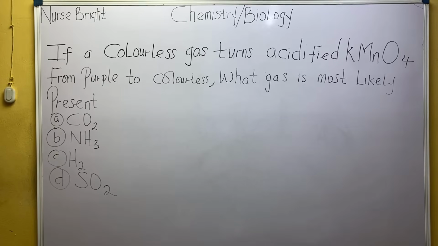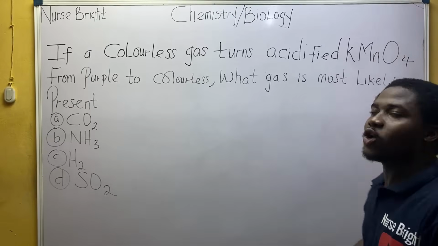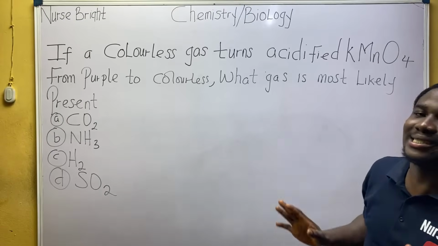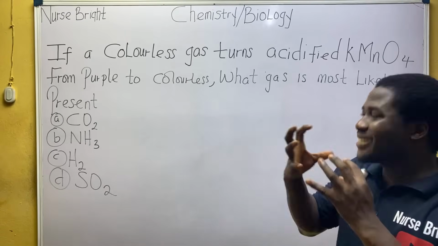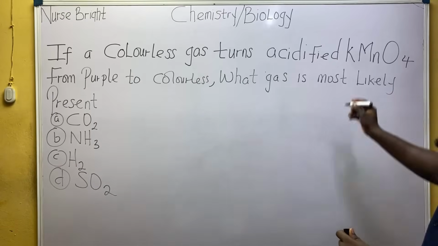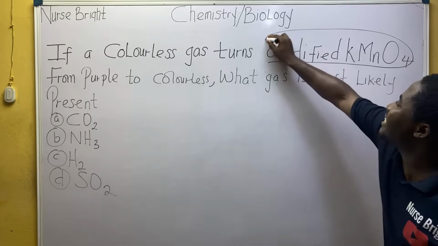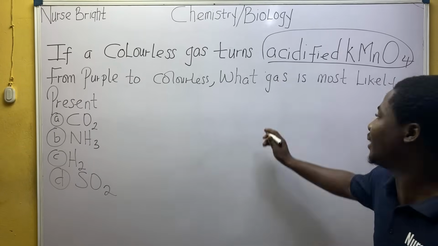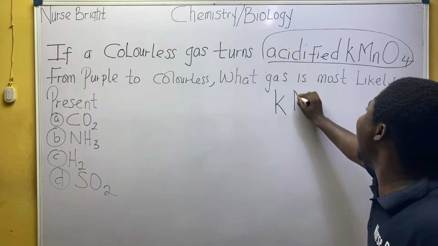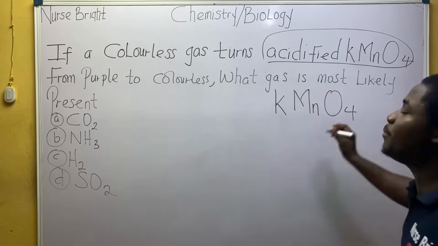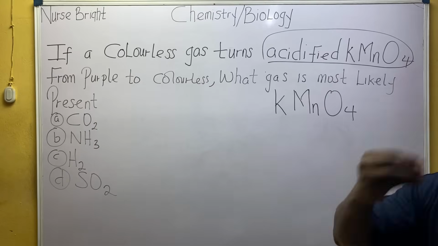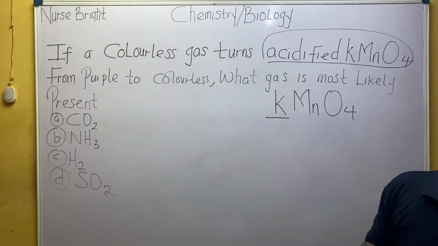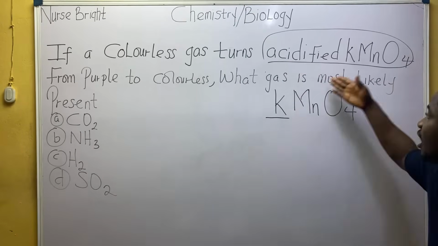I've told us many times without number that this question is on tests for gases. Now they said this gas is colorless, and when it passes through a solution containing this compound, which is acidified KMnO4... You know the name of this compound, listen to me, it's not hard. They can simply ask you, what is the IUPAC name of this compound? Very easy. This is potassium. A compound that has three elements, you name the first, you name the last.